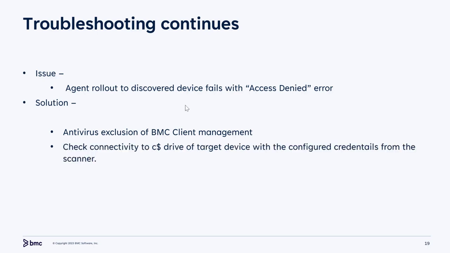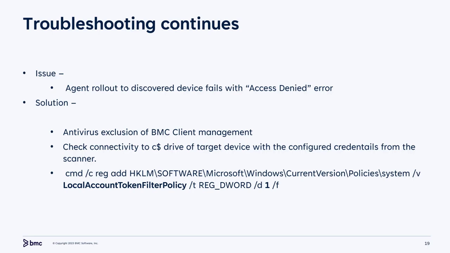Next, you could check the C drive connectivity of the target device from the scanner. To do so, you need to log into the scanner with the credentials that are configured to deploy the rollout to the target device. In case you are still prompted to input the credentials, then you could proceed by running the below command that will create the LocalAccountTokenFilterPolicy keyword and set the value to 1. By creating the LocalAccountTokenFilterPolicy, you could access the local share of the target device seamlessly.